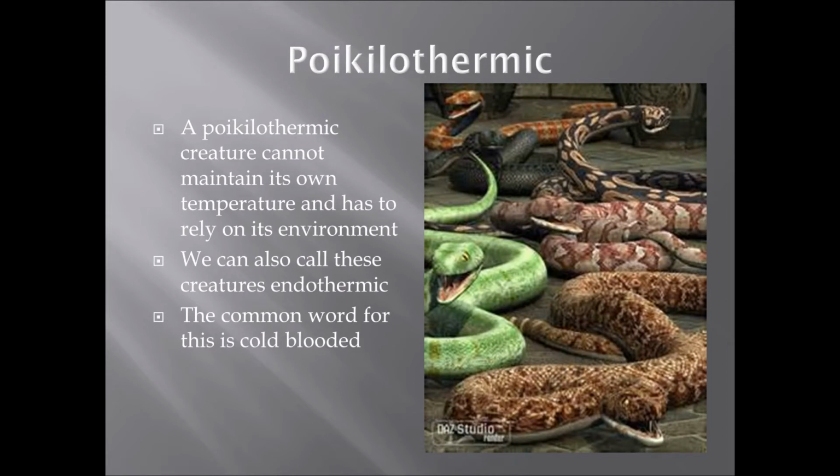A poikilothermic creature cannot maintain its own temperature and has to rely on its environment. We could call these creatures ectothermic. The most common word for this is cold-blooded. Now, this is kind of complicated. We're just going to keep it simple. There's a couple types of cold-blooded creatures, but we're going to keep it simple. So basically, warm-blooded creatures can maintain their own body temperature, but cold-blooded creatures like reptiles can't maintain their own body temperature, and they need to rely more on the environment to help them with their body temperature.